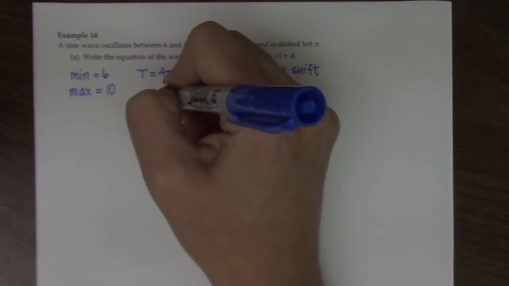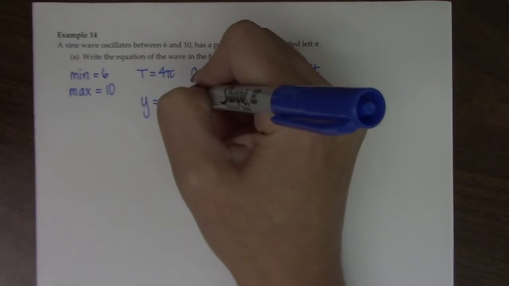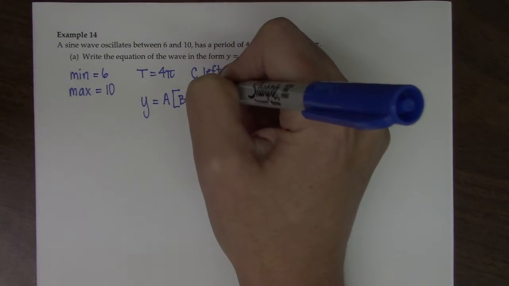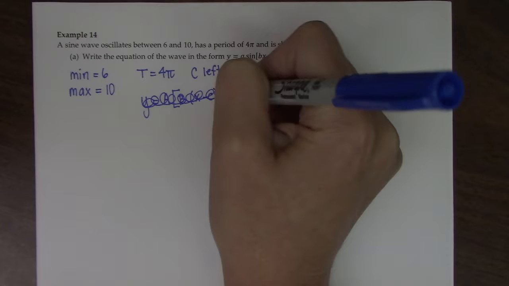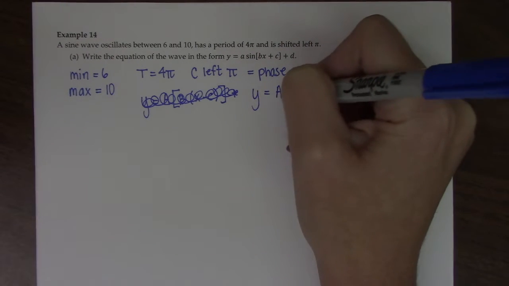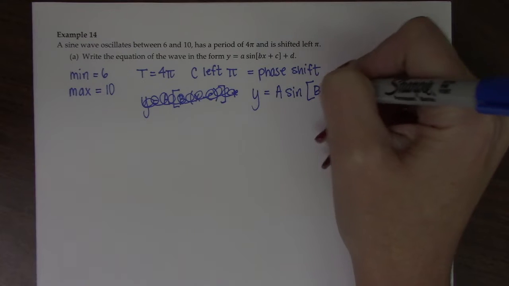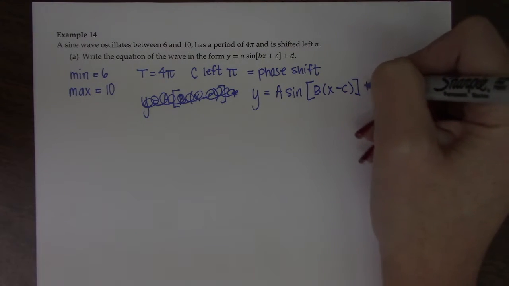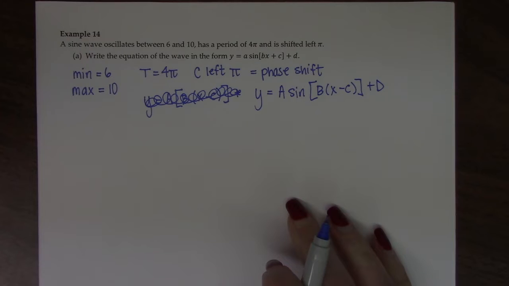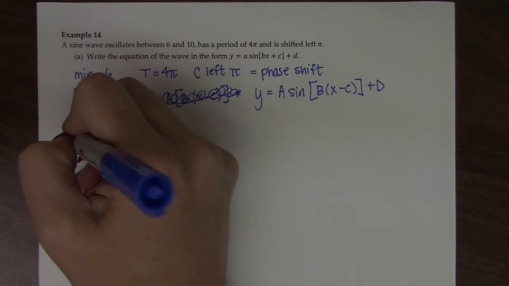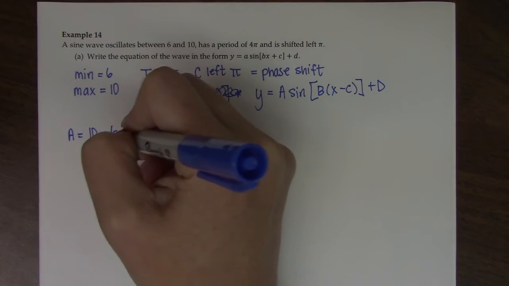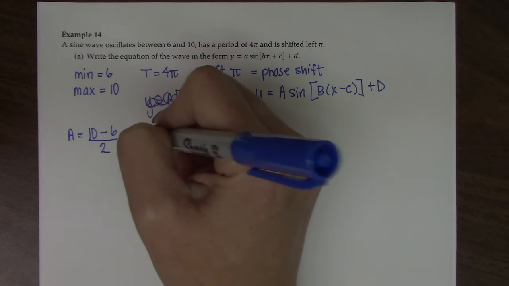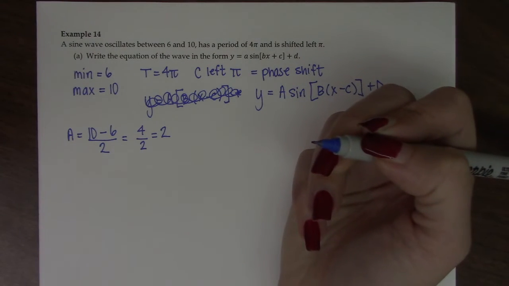So if I start with my general form of my wave, I like to be able to see all 4 of these quantities. Oops, forgot the sign. Let's try again. There we go. A sine capital B x minus c plus d. So A, I can calculate directly using my formula. A is max minus min divided by 2. So that's 4 over 2, or 2. So that's the amplitude of my wave.